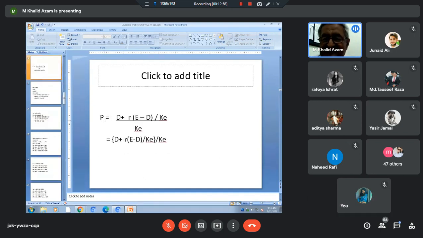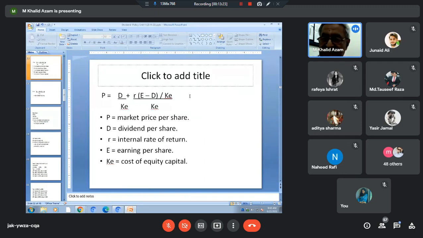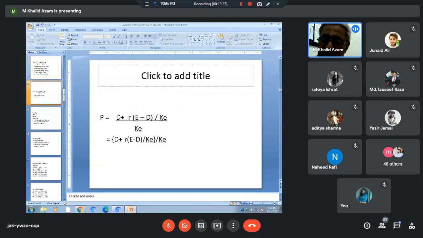You can write it like this also, as I have told you: D plus R E minus D divided by K, the whole divided by KE. You can write it like this also, because this is going to make it simpler. This is the dividend plus R E minus D divided by K, the whole divided by KE. It is just a simplification of the formula for the purpose of writing. Otherwise you can go by the other formula, it is the same.